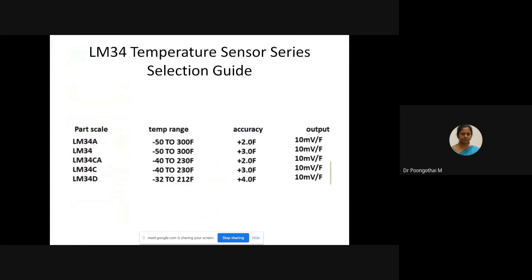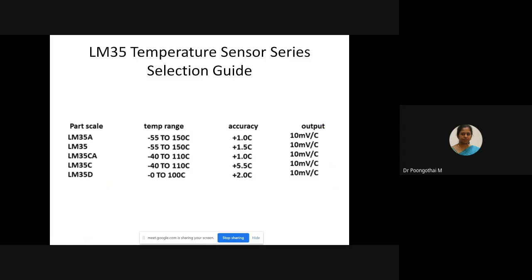Here there are many versions of the LM34: 34A, 34, 34CA, 34C and 34D. Output will be 10 millivolt for each degree Fahrenheit. Similarly, for the LM35 we have different versions, and the output will be 10 millivolt for each degree Celsius. Okay.